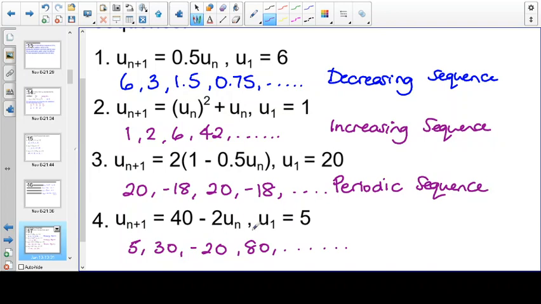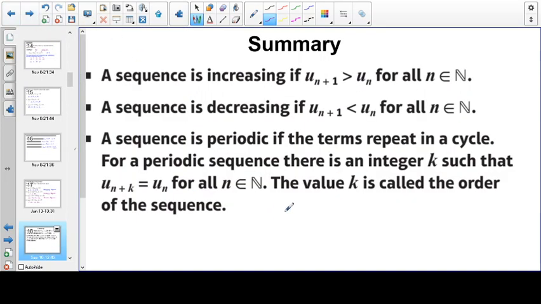And this one, well, this is neither. This is going from negative to positive, going bigger and bigger and bigger. Both negative and positive. So that's neither, none of those. Okay, so you need to be able to describe whether you have a decreasing sequence, an increasing sequence, or a periodic sequence. And that is just the summary for those.